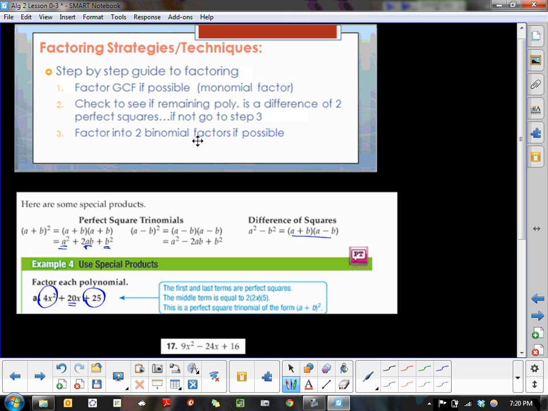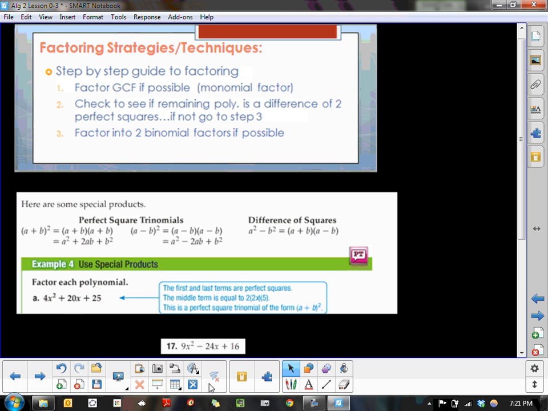So the square root of 4 is 2. The square root of x squared is x. The square root of 25 is 5. So it's 5 times 2. Then you've got to double it, and that'll give you 20. So that's what they're looking at. It's twice the product of the square roots of a squared and b squared. So we're looking at special products, trinomials that are perfect squares, and binomials that are perfect squares. So we're going to do some factoring on those.